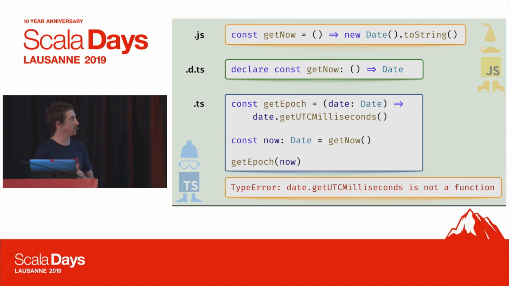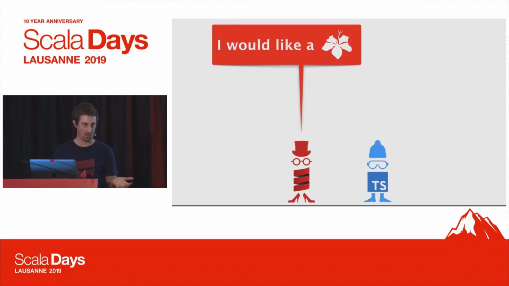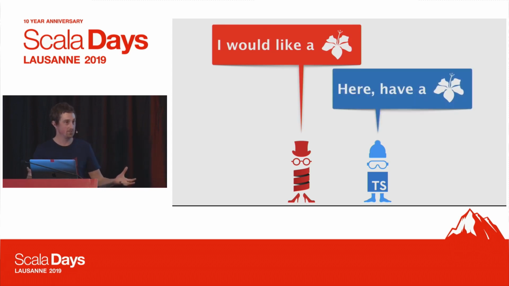What JavaScript actually said was that getNow returns a string. So this is something that DTS is very fond of. Misrepresentation. Here's another example. Scala and TypeScript. Scala wants a flower, presumably as a sign of affection. I would like a flower. TypeScript, of course, I'll give you a flower. Here's a flower.